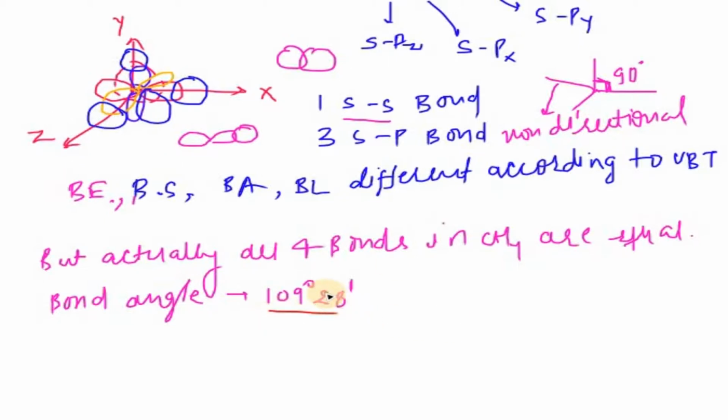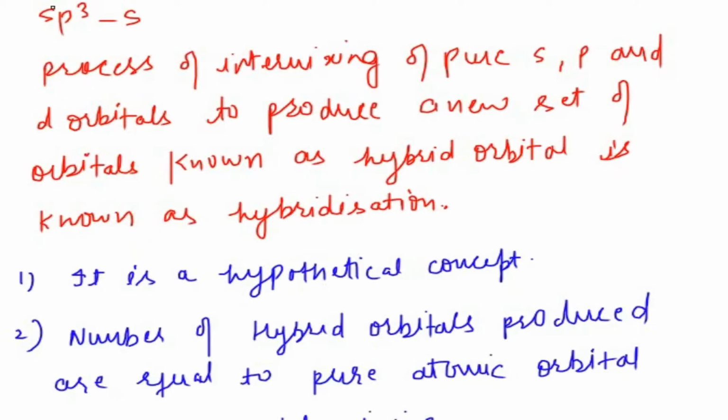The actual angle of methane is 109 degree 28 minutes and all the bond lengths are equal, and these bonds are all sp3-s. So in methane all bonds are actually sp3-s with bond angle 109 degree 28 minutes. The process of intermixing of pure s, p and d orbitals to produce a new set of orbitals is known as hybridization, and the new orbitals are known as hybrid orbitals.